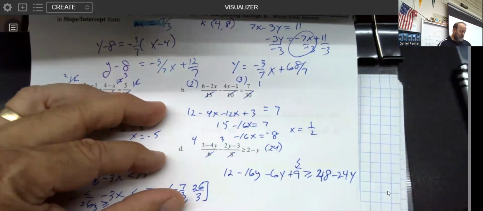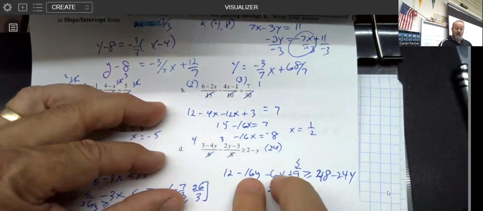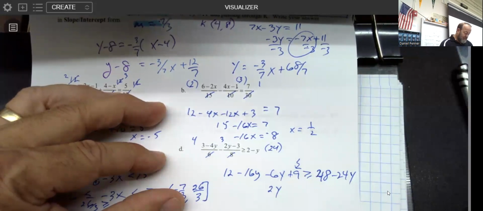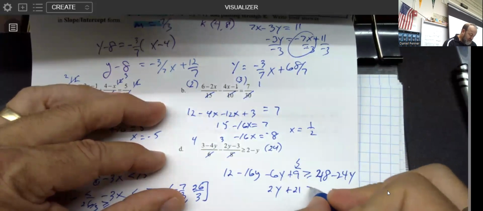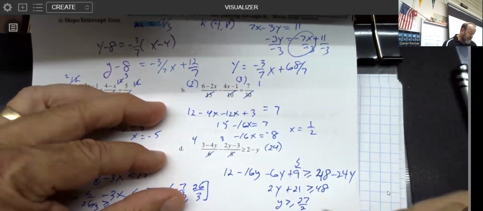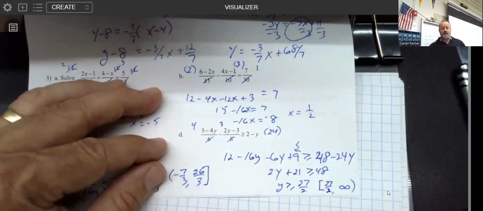So we are going to do a little bit of cleanup. If I move things around a little bit, I got negative 22y, but negative 24, so I could slide it across. Right here, I got 21, and that's going to be greater than or equal to 48. So 2 extra quick little steps, and we got 27 halves. If you wanted to write this in interval notation, it would be 27 halves to infinity.